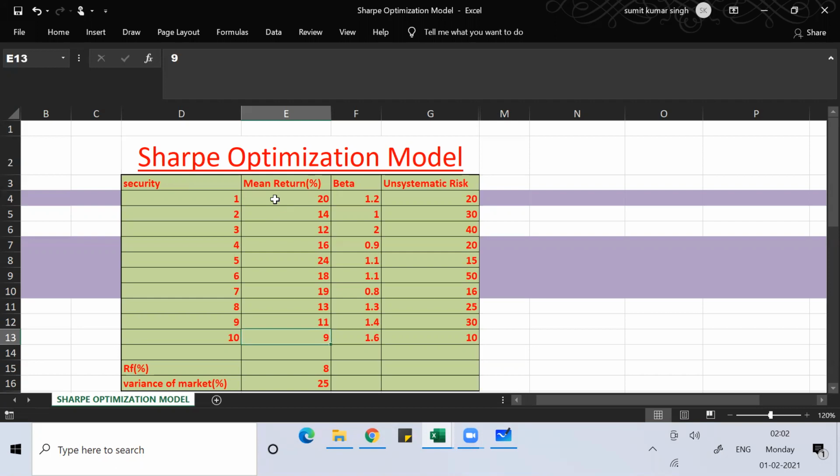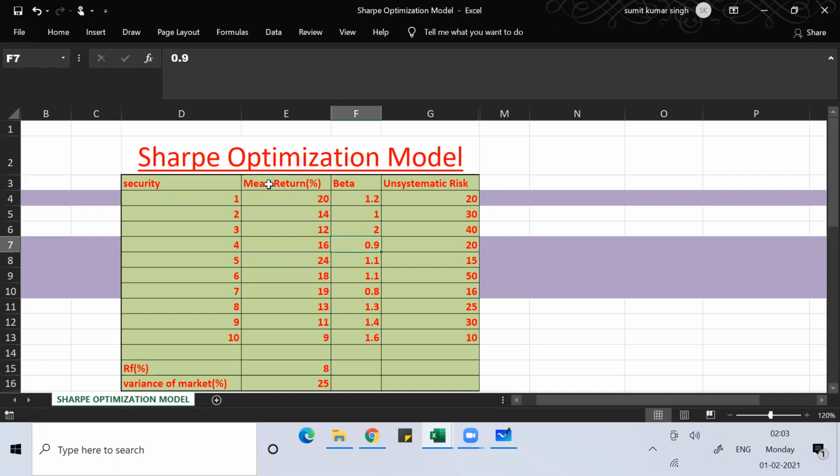Okay, and here the word is written mean return. So what is basically a mean return? Mean return is actually the sum total of all the return values you get for a given time period divided by the number of time periods. So with that you'll get the mean return, and these are the mean returns of different stocks. Here in this problem, 10 stocks are given to you. The beta of each stock is given to you.